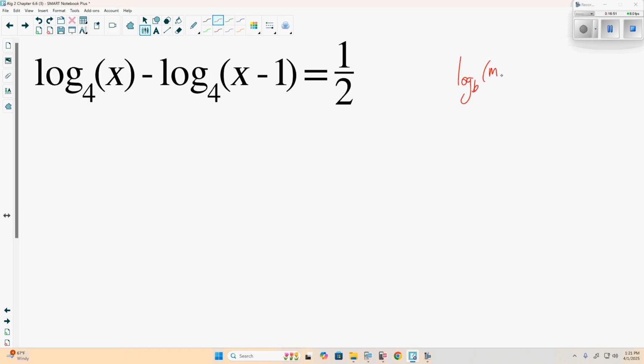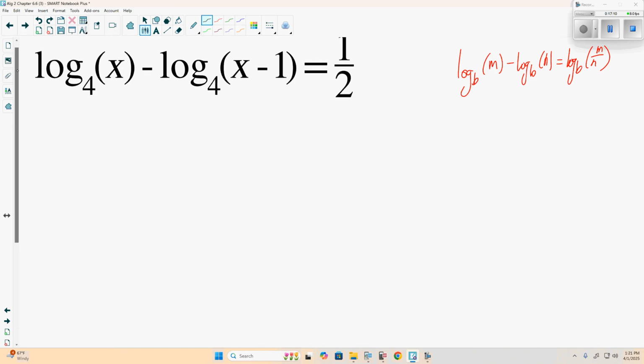Because log base b of m minus log base b of n is equal to log base b of m divided by n. If we have two logs with the same base being added, we can rewrite it as multiplication inside. Two logs being subtracted, we can rewrite it as the two being divided inside the logarithm.